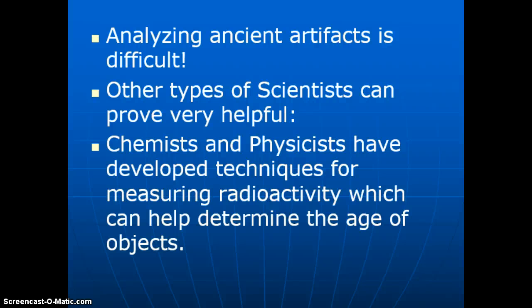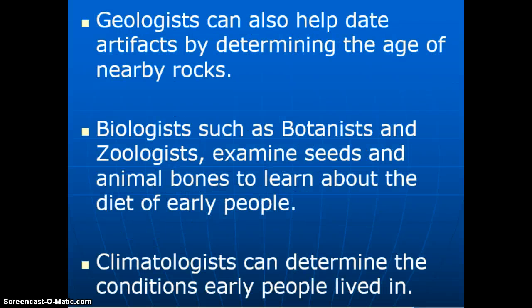So you're going to put down a couple of examples of other scientists who help anthropologists and archaeologists study man. Those would be chemists and physicists, who measure radioactivity in objects to help determine their age. Geologists can also help date artifacts by studying the rocks that were nearby. And then we've got the life scientists, biologists such as botanists and zoologists, who help study seeds and bones that can tell the archaeologists and anthropologists more about how the early people lived. Climatologists can also determine the conditions early people lived in by the amount of pollution and different things like that in the soil.